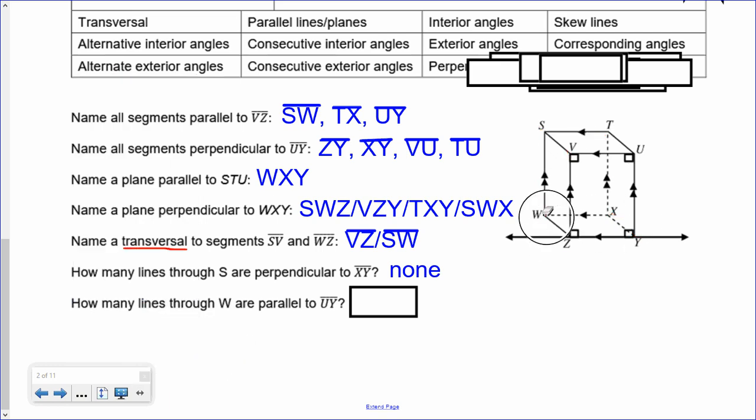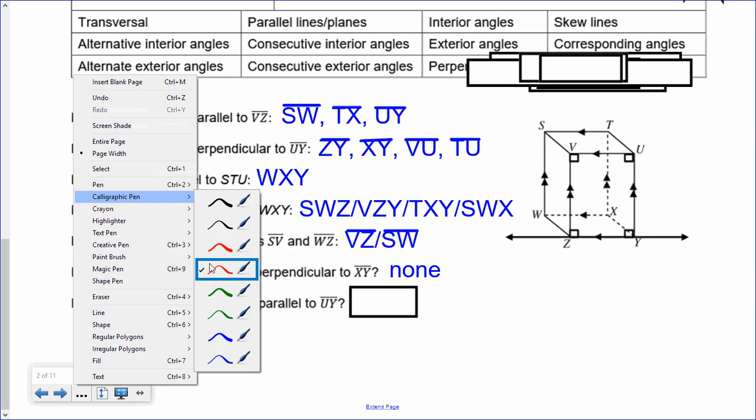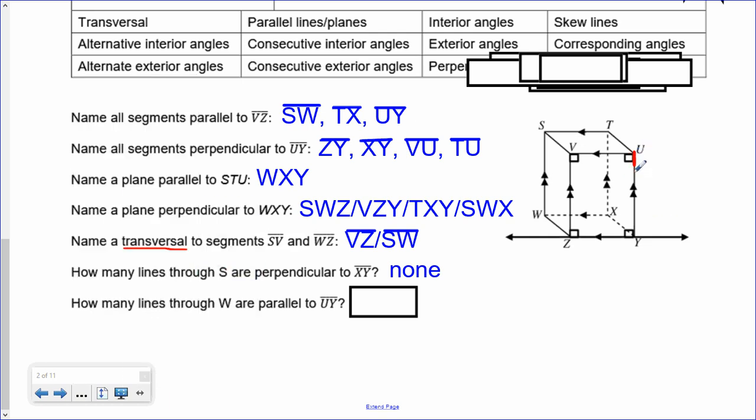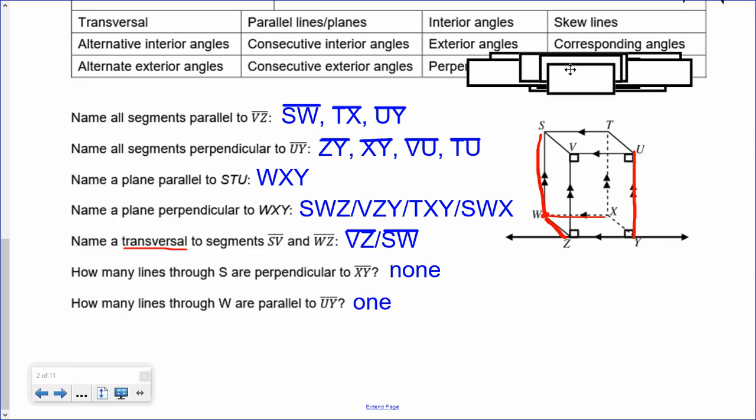The last question on this page says, how many lines through W are parallel to UI? So UI is right here, and I want to know how many lines through W are parallel to this one. Well, the lines through W would be this one, and this one. The only line that's parallel to this one would be SW, because it has the same symbols for parallel, right? So there's only one line that is parallel to UI through W.